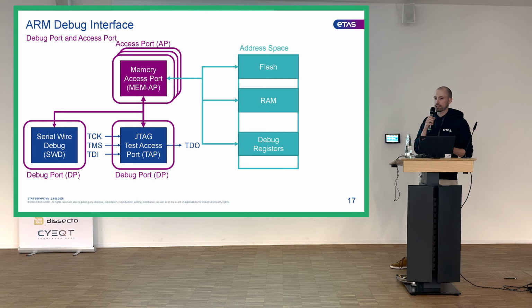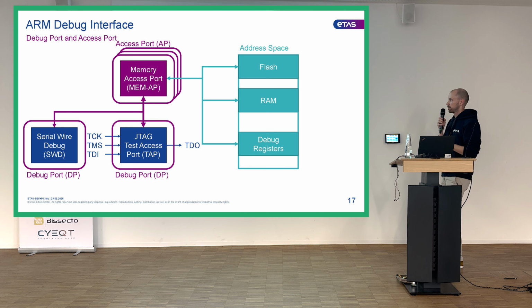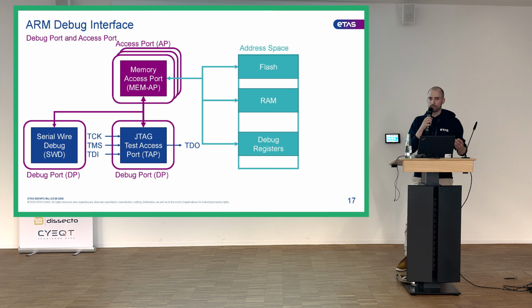So this lets me look into some form of address space. Normally that's going to be the address space of my microcontroller with some flash, some RAM, some special function registers, and also some debug registers, which we'll get to in a second. But this doesn't have to be. So again, they're fairly flexible in what they do with it. ARM specifies this as a memory access port, but an access port doesn't have to be a memory access port, and we'll see with the NRF52 an example of what it also can be.